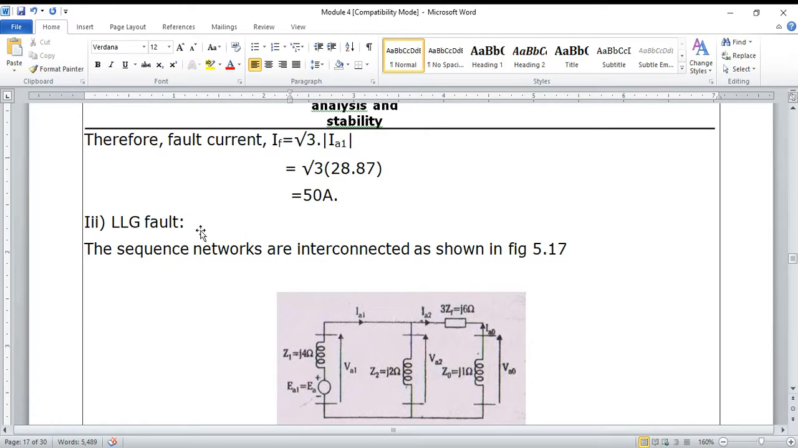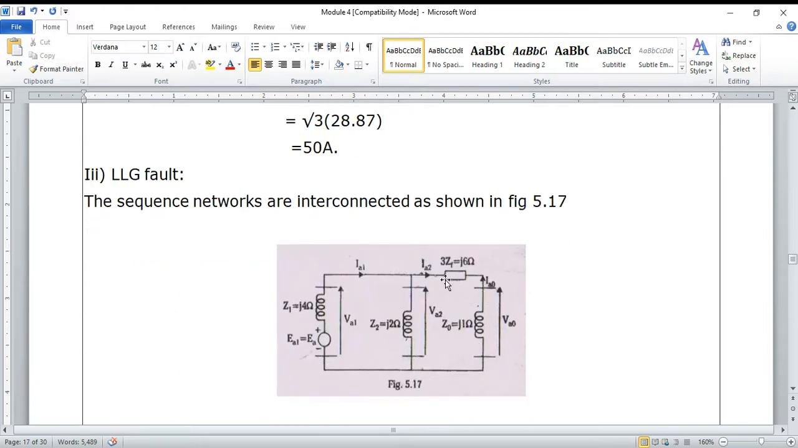Similarly, with the same data, you find it for the LLG fault. In an LLG fault, Z2 and Z0 are in parallel, and with Z0 you have the fault impedance, 3 times ZF, that becomes j6 ohm, which comes into the picture here. These are in parallel and in series with Z1. You have to find the total impedance, and EA divided by the total impedance gives the value of IA1. You know the fault current here is also 3 times IA0. The fault current in a double LG fault, with or without fault impedance, is 3 times IA0. You have to get the value of IA0.